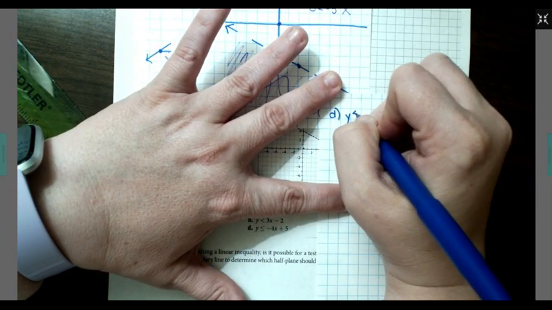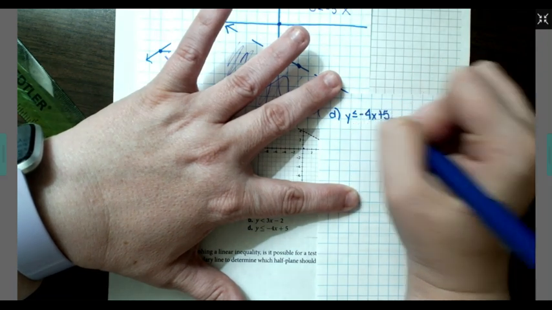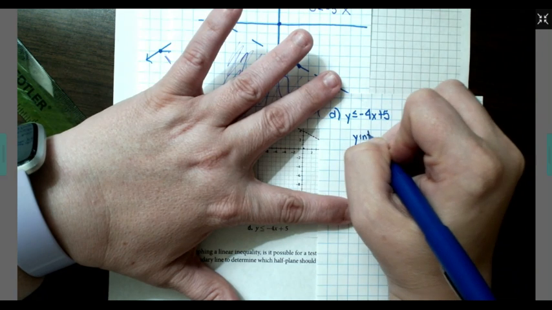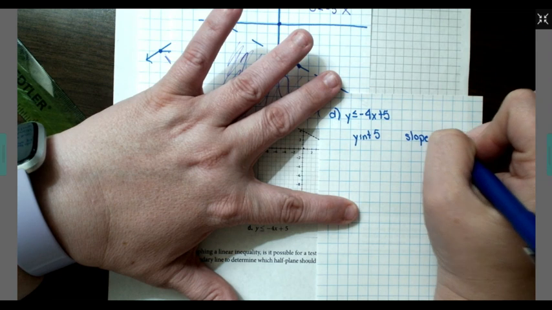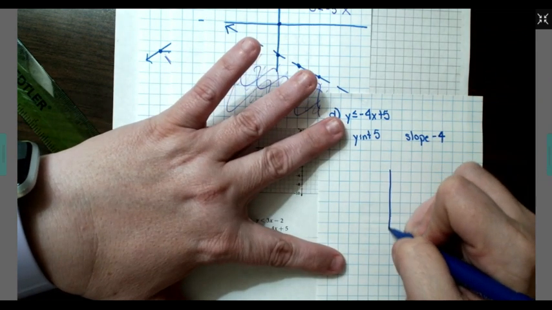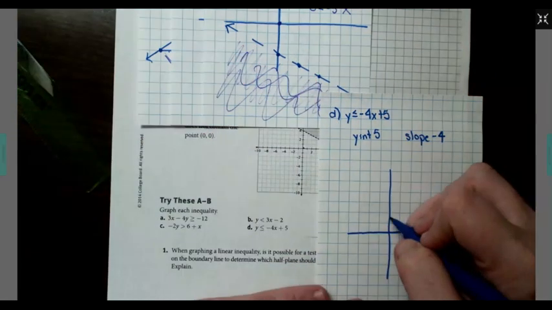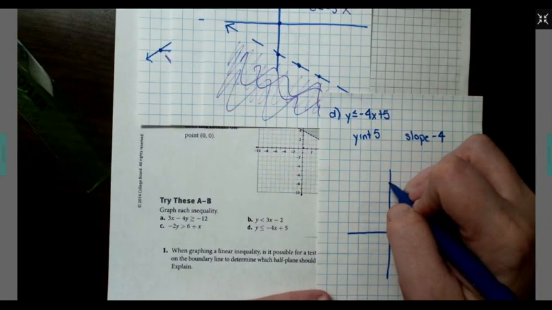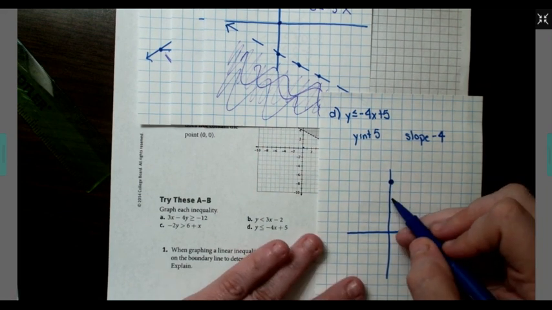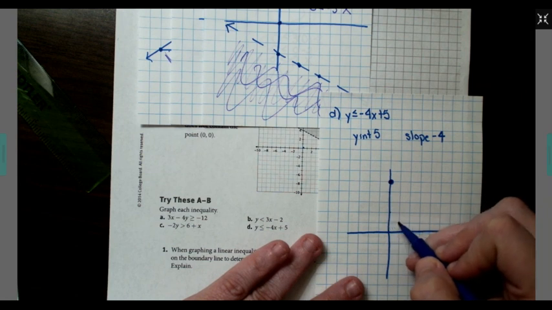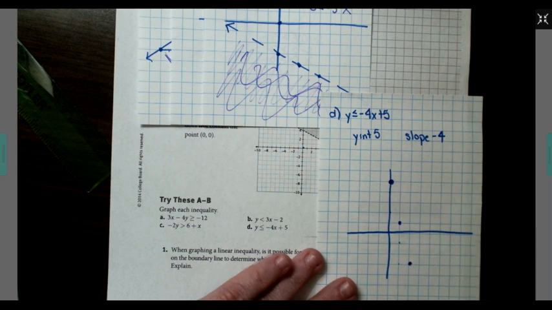That was y less than or equal to negative 4x plus 5. We've got our y-intercept at positive 5. My slope at negative 4. Okay, create that xy axis again. Let's try this again. We're starting at y-intercept of positive 5. Now our slope is negative 4. So down 4 over 1. Down 4 over 1.